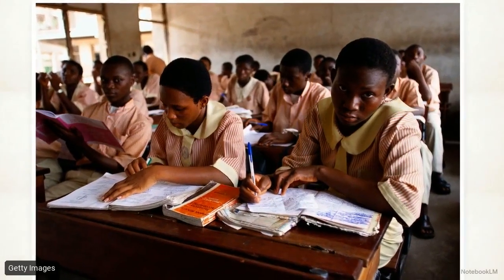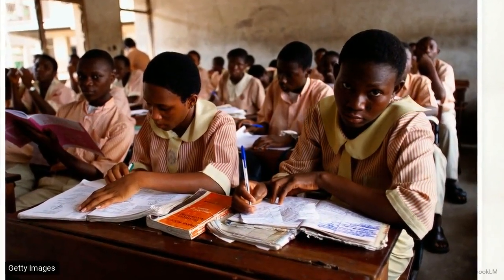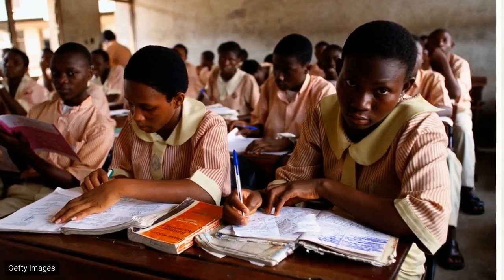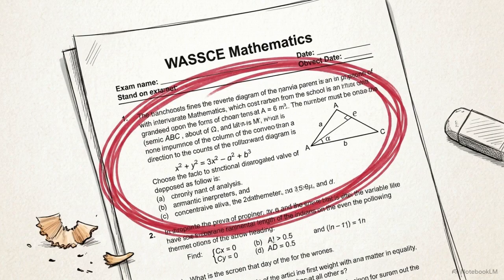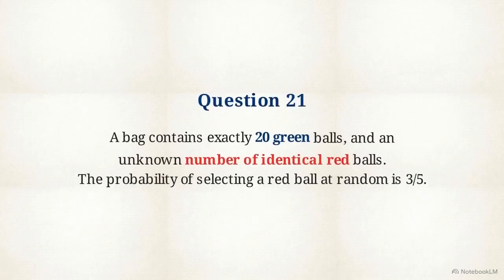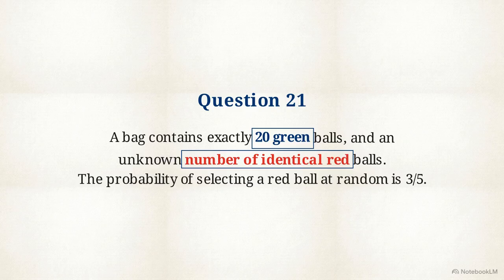Welcome, students! Today we are tackling a WASSCE probability question that looks quite simple at first glance, but hides a clever little trap. We will solve it together step by step so you are completely ready for your exam. The question tells us a bag contains exactly 20 green balls and an unknown number of identical red balls. We are also told the probability of selecting a red ball at random is 3/5.